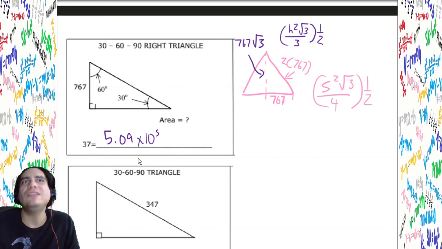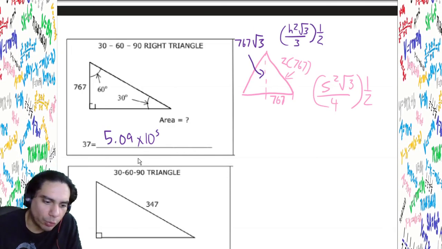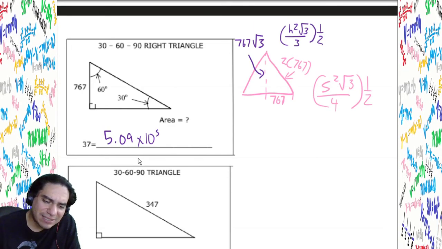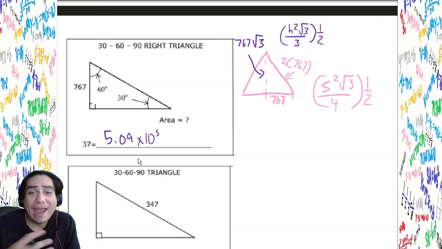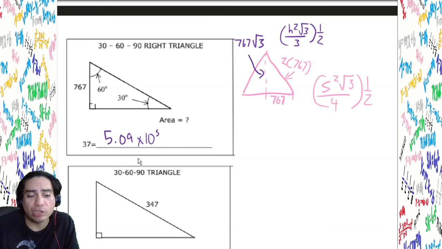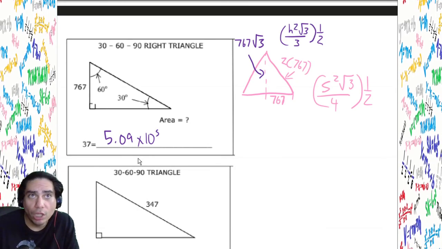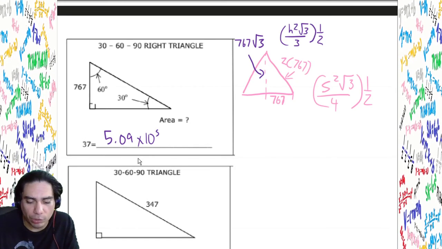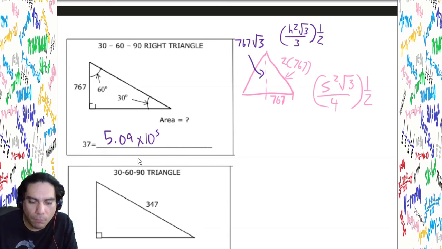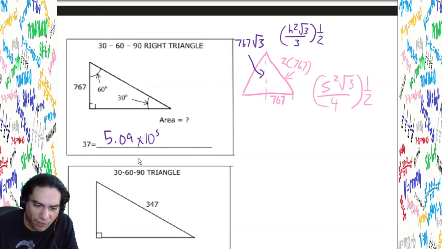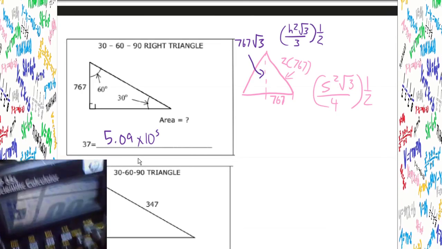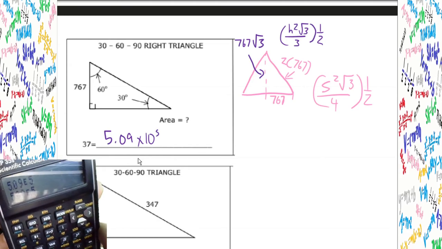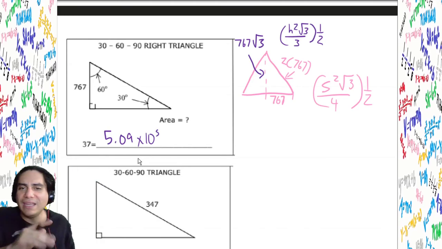I'm going to go ahead and do that height squared formula just to make sure I'm on the right track. So we get 767 and square root of 3, multiply. My height for this problem should be about 1.33 times 10 to the 3rd. Now we put that in that formula right there. We square it, square root of 3, multiply. Then we get 3 divide, 2 divide. What do we get? It looks like the exact same thing. Same thing, ladies and gentlemen.